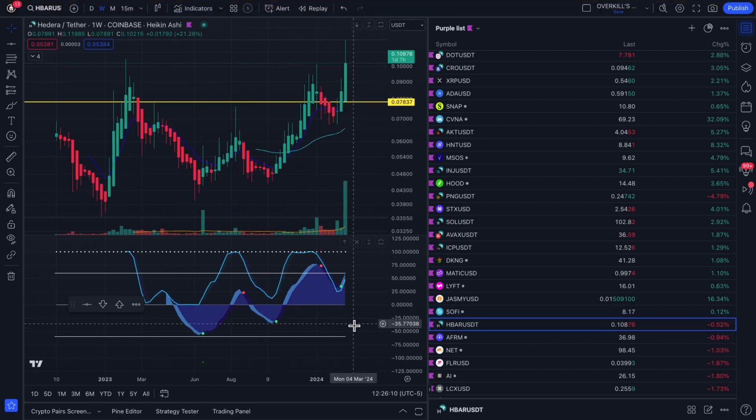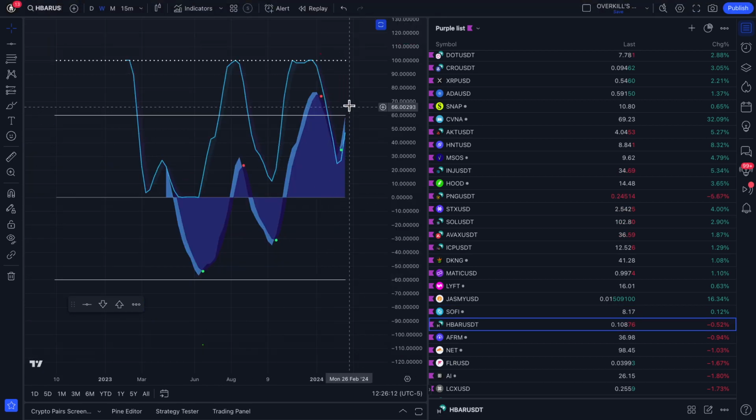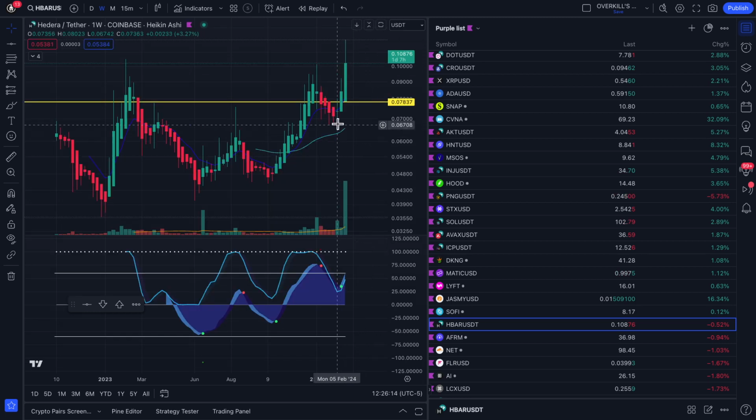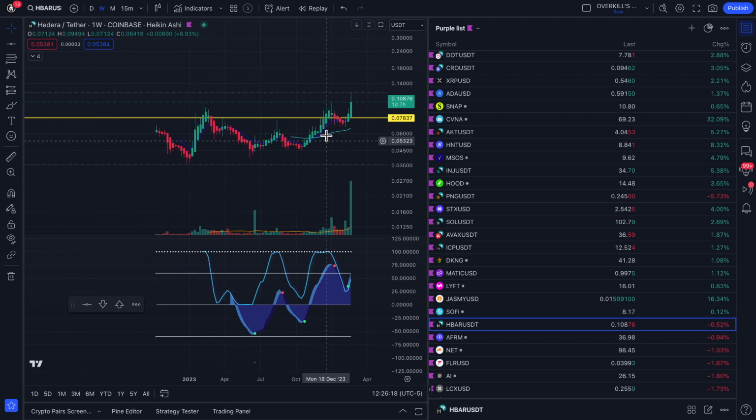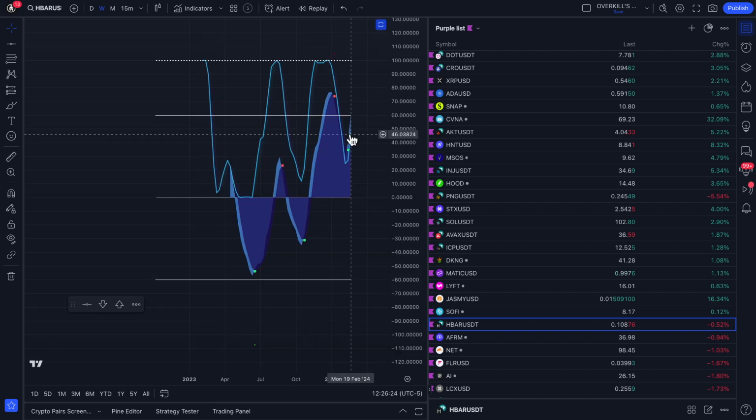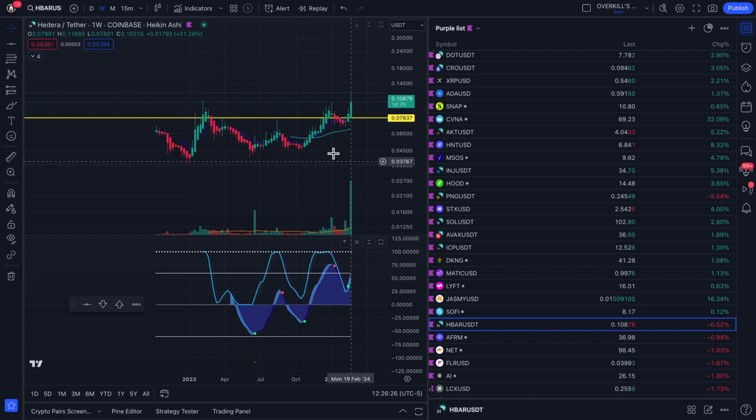HBAR breaking out here. Nice breakout. Okay, probably look to take profits on this one in 2 to 4 weeks. 2 to 4 weeks would be a good spot to take profit. I mean, this thing's got a lot of meat on that bone too. I'd imagine it's probably going to go to 2024. I'm not buying it here though, because this stochastic's going to be over that line next week.